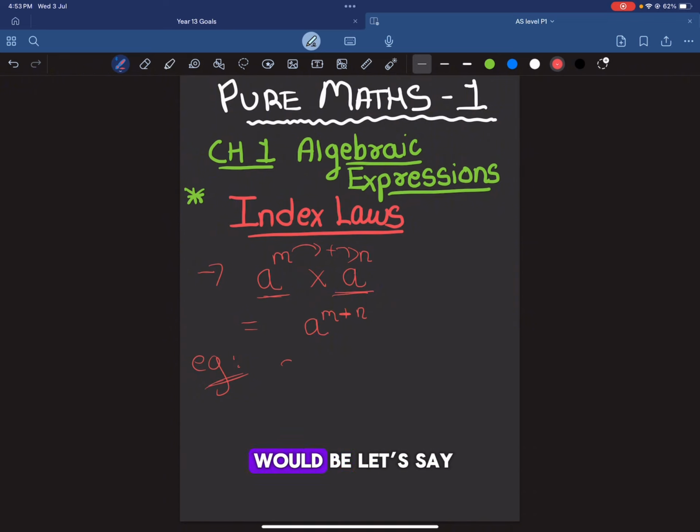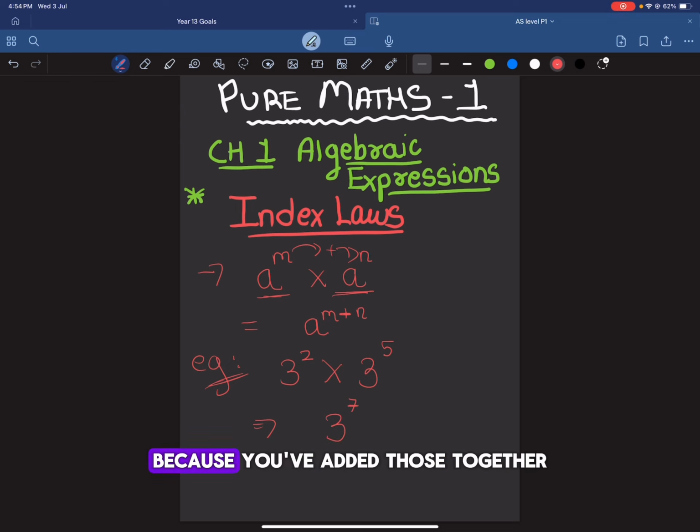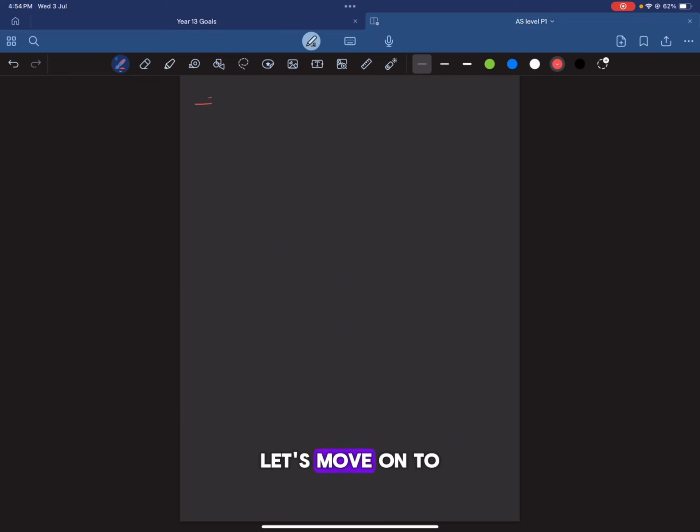An example of this would be, let's say we've got 3 squared. You're multiplying this with 3 raised to the 5th power. So your answer would be 3 raised to the 7th power, because you have added those together. Okay, as simple as that. Let's move on to the next.